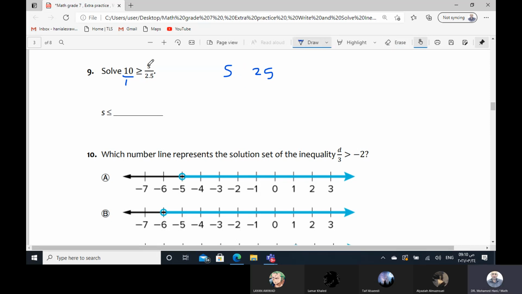I write the sign correctly here. As you see here, on the right side, s less than or equal 25. So be careful here when you want to solve this type of inequality. So s less than or equal 25. Understand? No, Mister, can you repeat? Okay.